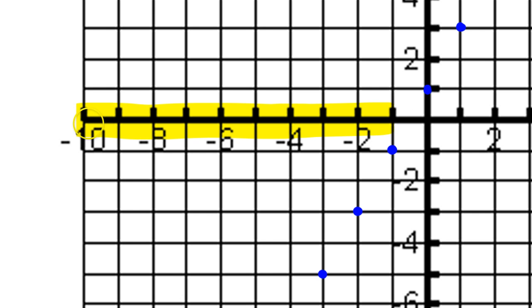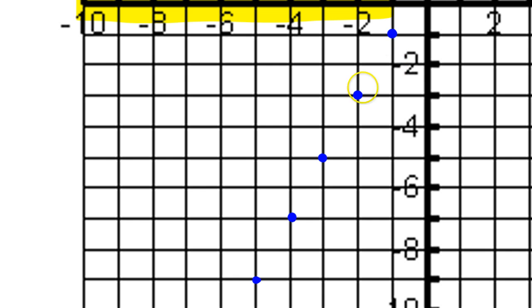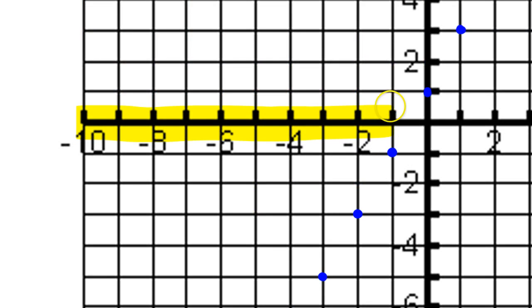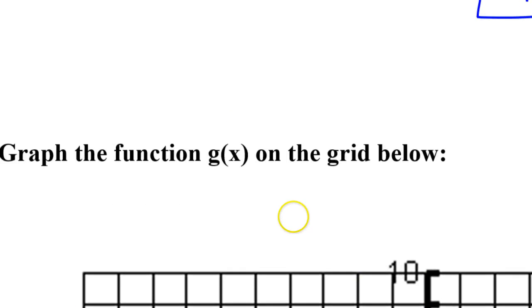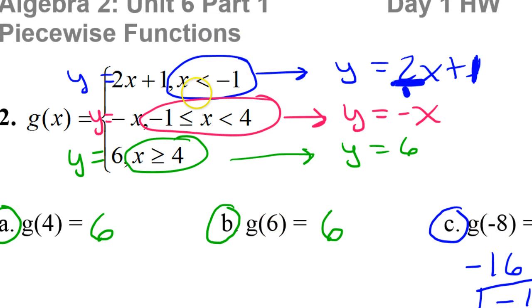Okay, so these are the x values that we're dealing with. Now what about the point at -1 itself? Because I know I'm going to be using these blue dots over here to the left to guide me. But what about at the boundary point? Now what did it say again? It said less than, not equal to, just less than. So am I going to use a closed circle or an open circle here? An open circle, because it doesn't say or equal to.